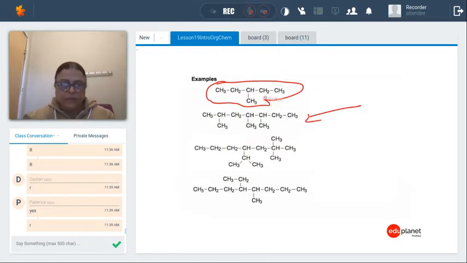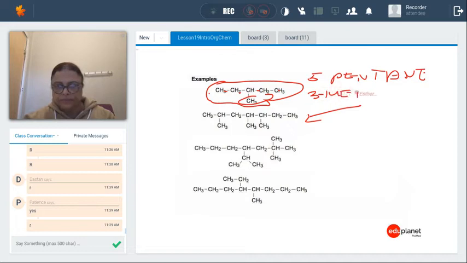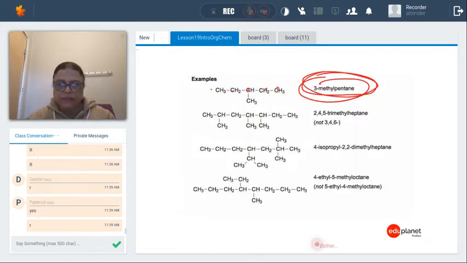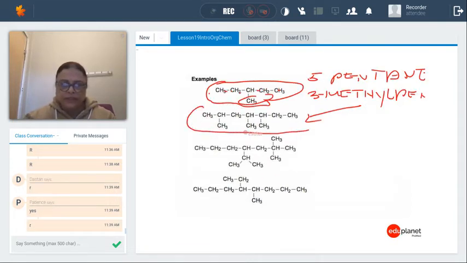So the name of this molecule is 1, 2, 3, 4, 5. 5 is pentane. Substituted carbon 3, so 3-methylpentane. And it is pentane because it has no double bond. Okay, so you see the name here, 3-methylpentane. Okay, so now we're doing the second one.